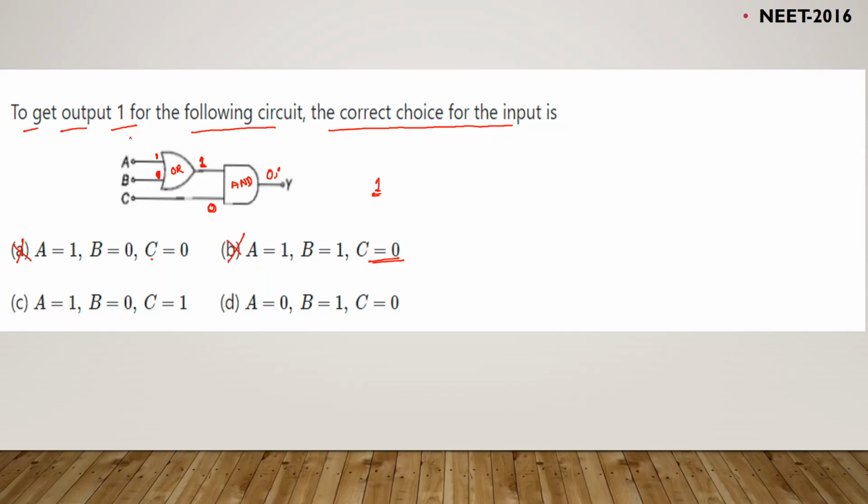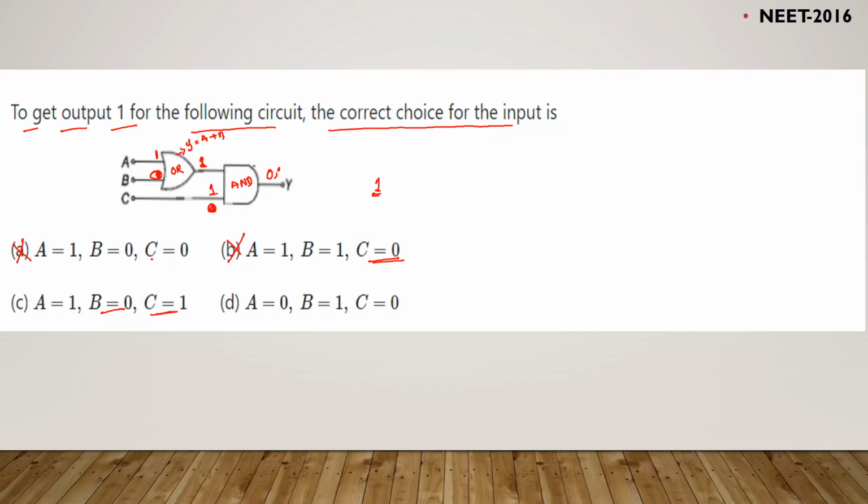What is input A here? Input A is 1. What is input B? It is 0. So 1 plus 0 will become 1 here only, because what is the output of OR gate? It is nothing but A plus B. 1 plus 0 will become 1. Now what is the input here? Input C is 1. So here we are writing input C is 1.